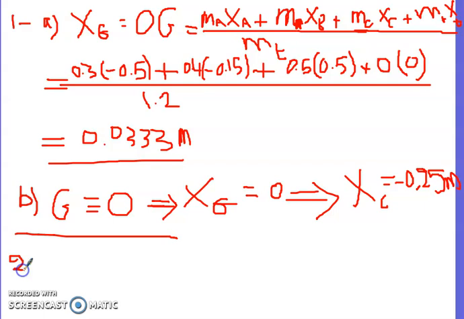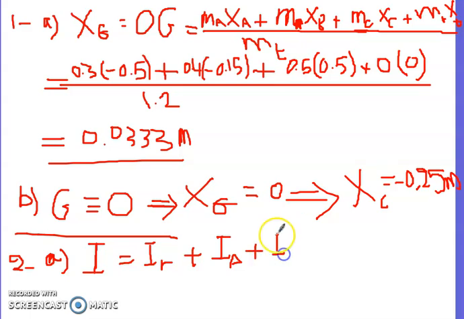So 2, part A. Moment of inertia of the system. Don't forget, the system consists of the rod. This is I of the rod, plus 3 particles: particle A, particle B, and particle C.